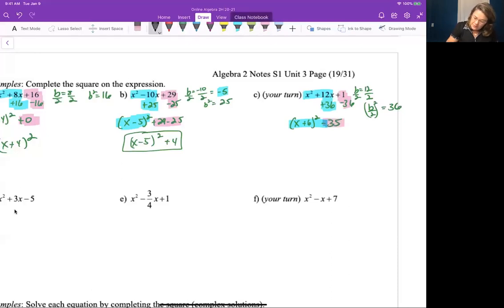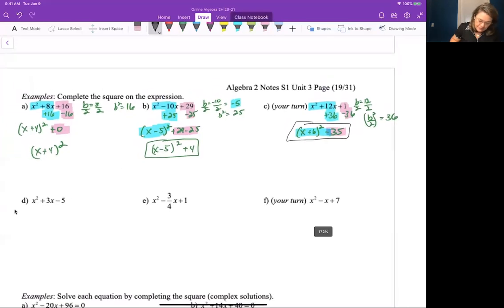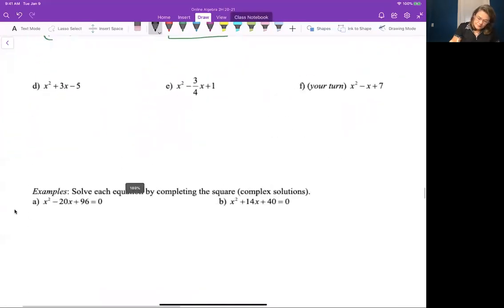And this is my answer. So x plus 6, that quantity squared, minus 35. Let's continue on. We have b equal to 3.